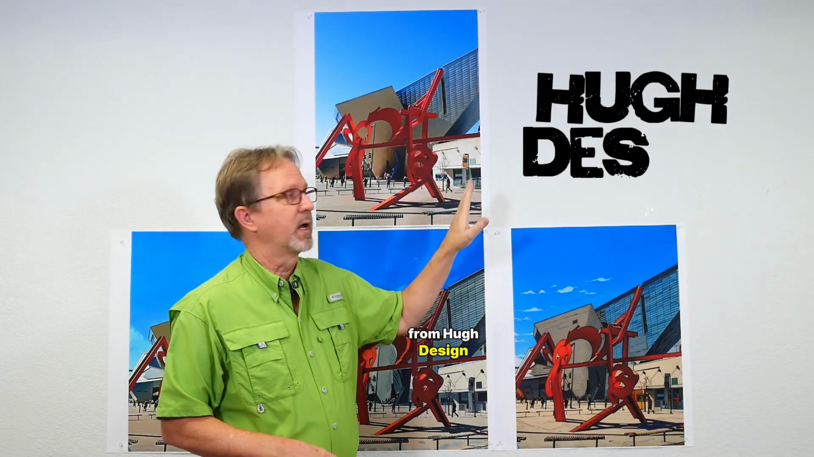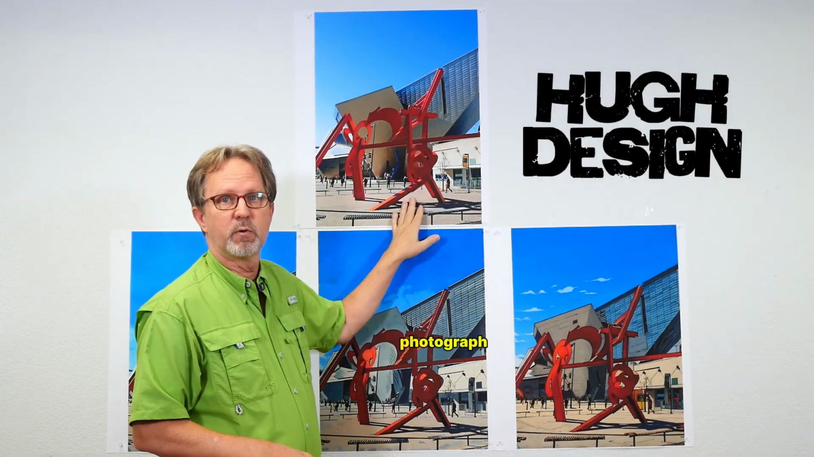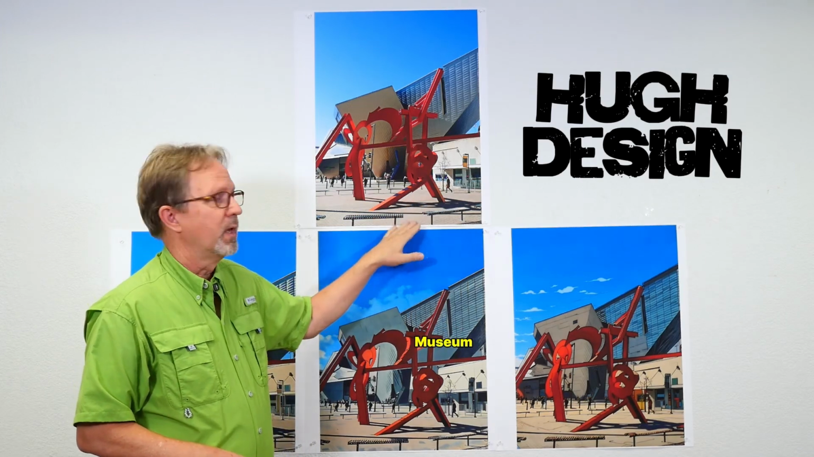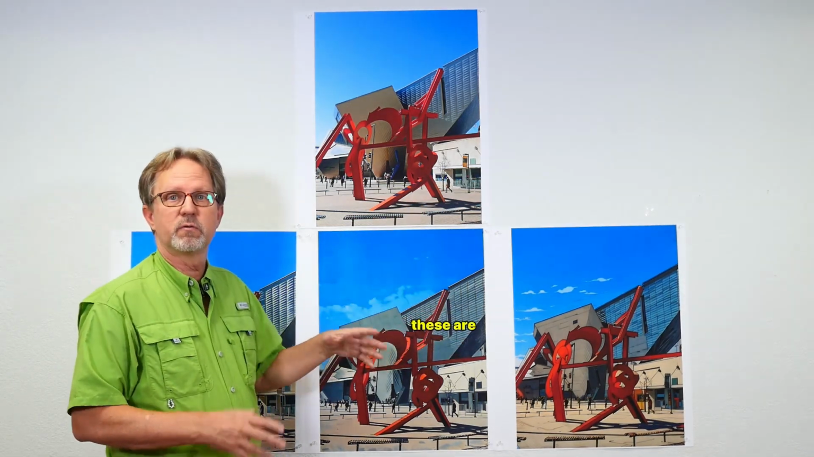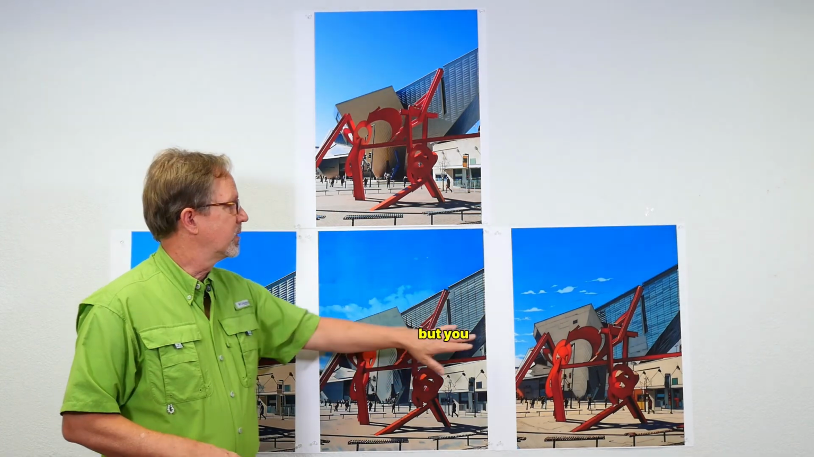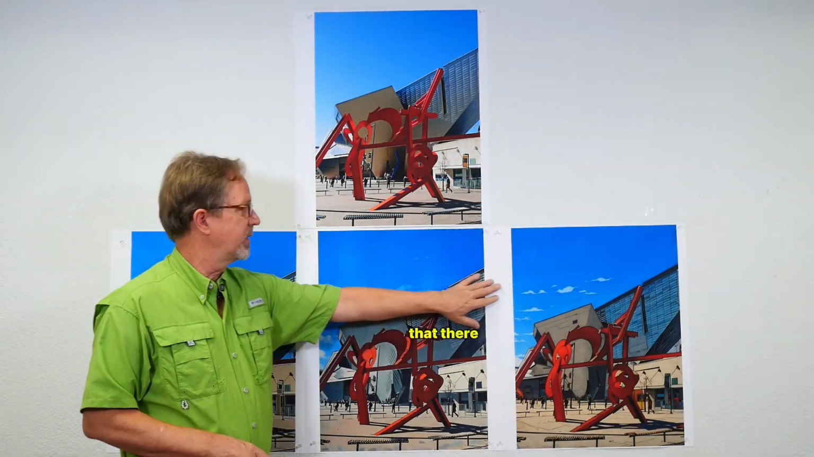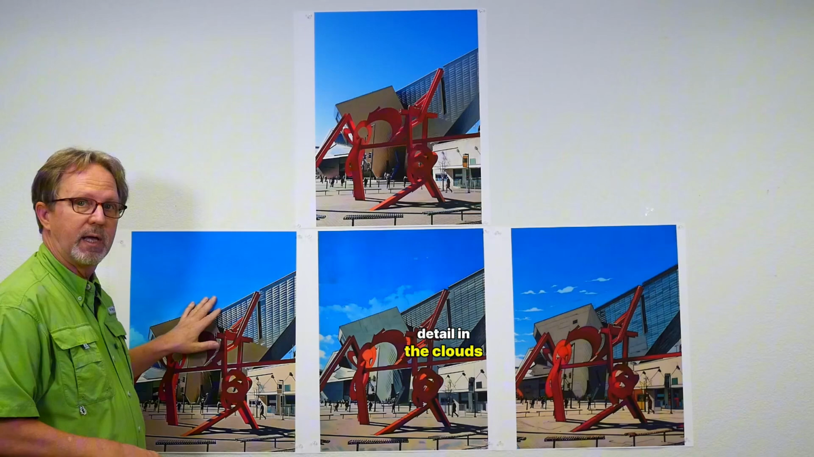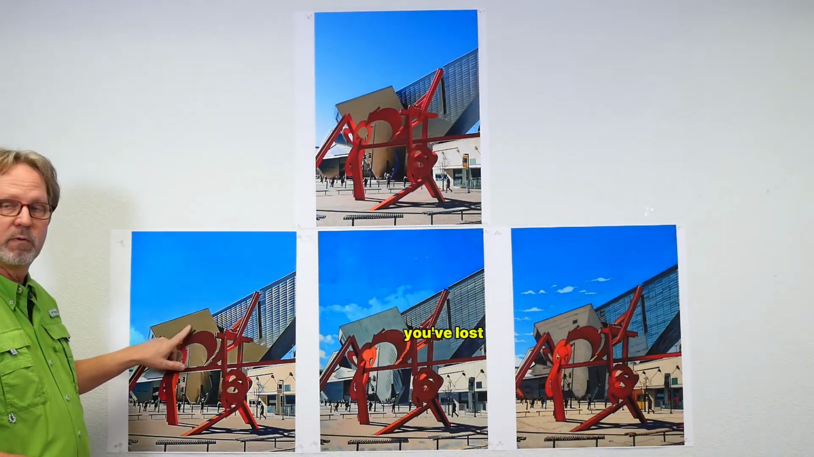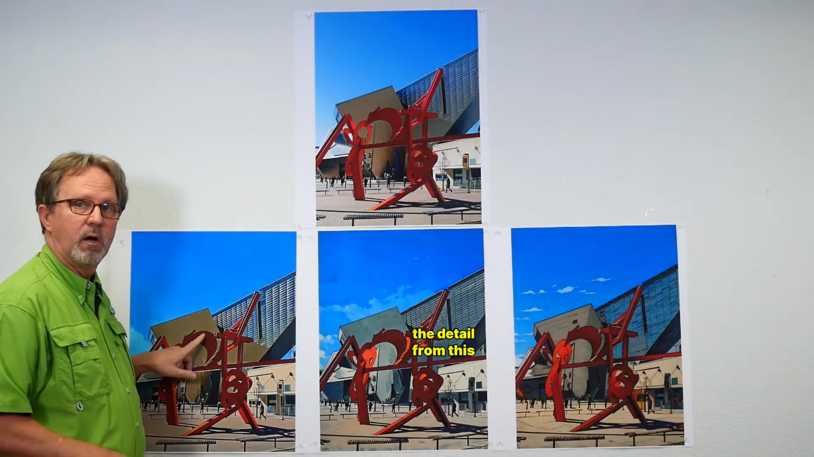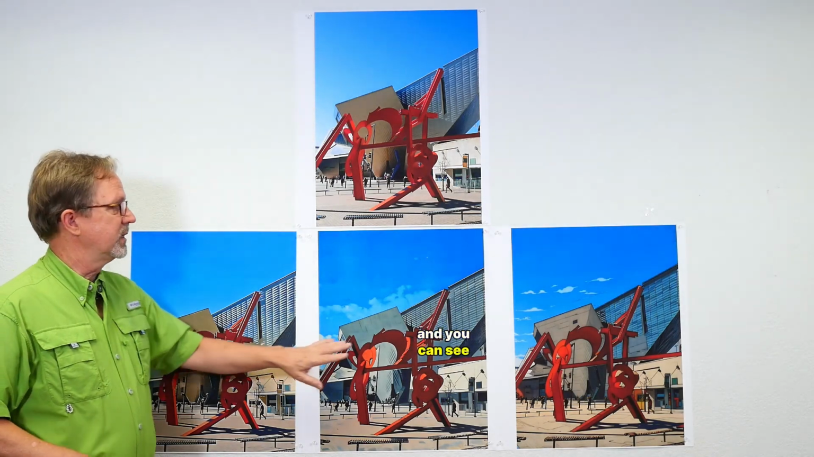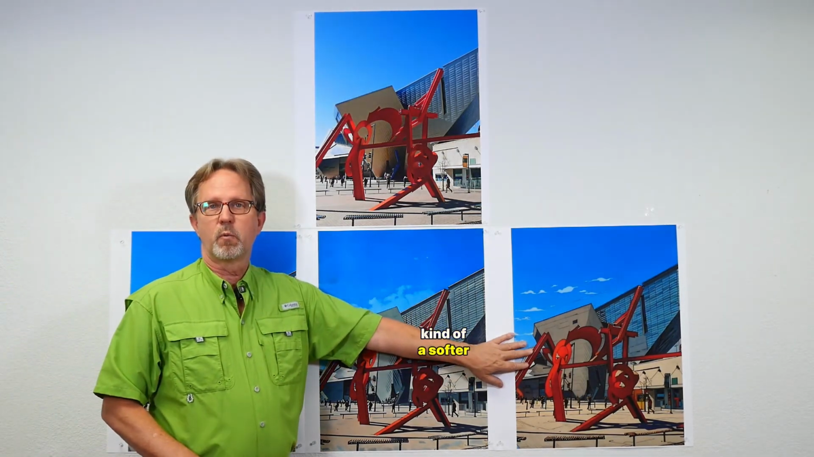This is from Hue Design. This is the original photograph of the Denver Art Museum. And we have three variations here. These are subtle variations, but you can see as you move from left to right that there is less detail in the clouds. When you get over here, you've lost almost all the detail from this building, and you can see that this one is kind of a softer watercolor look.